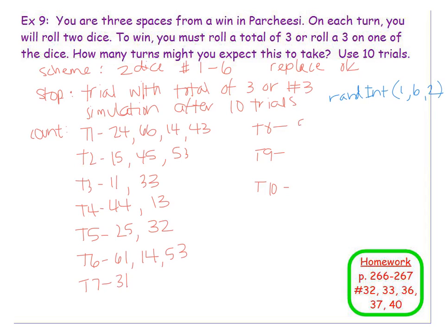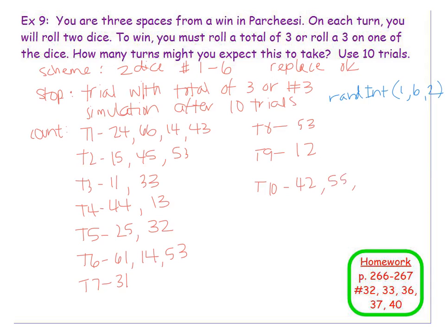Trial 8. 5, 3. Good. Trial 9. 1, 2. That's actually good. That's an example of a total of 3 because 1 plus 2 is 3. Last trial. 4, 2. I have no good.